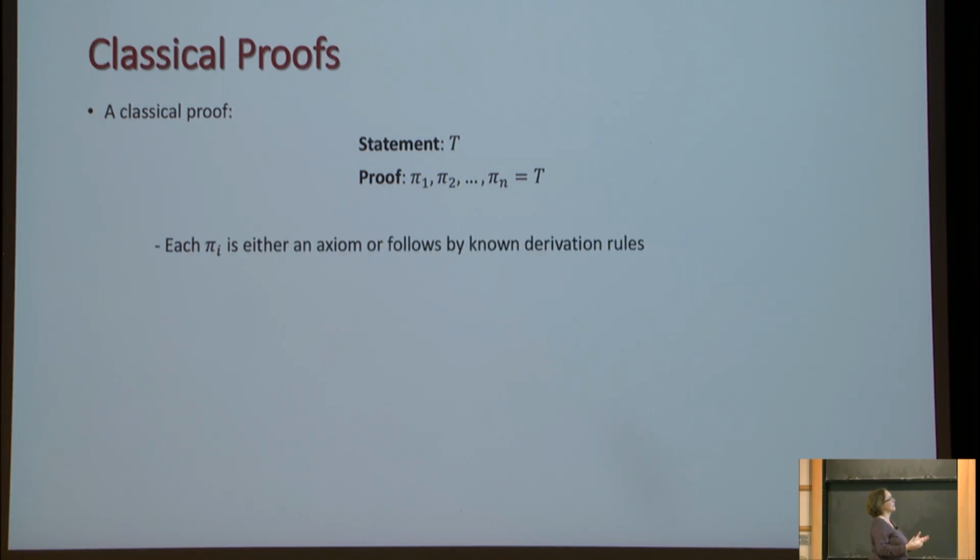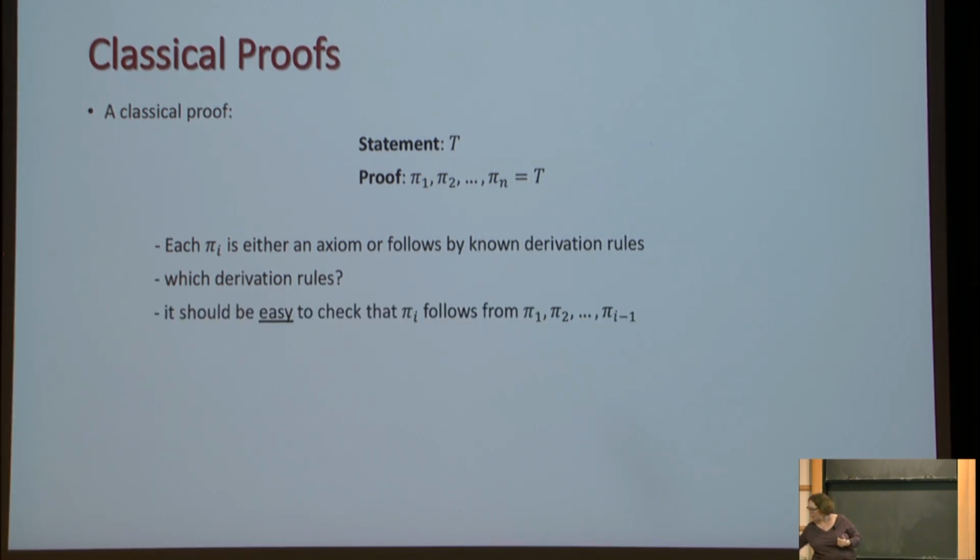So to be a bit more formal, what is a proof? There's a statement T that you want to prove. And then the proof is a sequence of statements leading up to the final theorem. And what are the pi i's? They are either axioms that come from some well-known set of axioms, or they follow from the previous pi i's by some well-known set of derivation rules. The derivation rules, of course, need to be valid. What other conditions do the derivation rules need to satisfy?